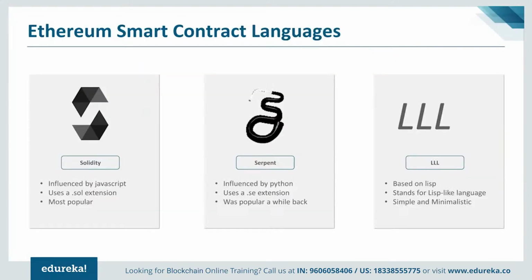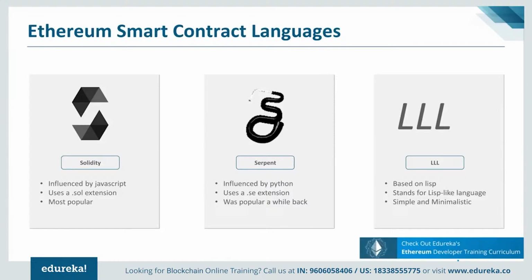Out of all the languages, let's see some of them. As you can see on the screen, the three most popular languages are Solidity, Serpent, and Truffle. Let's start with Truffle first. Truffle is based on Lisp, which is another programming language, and it stands for Lisp-like language. Truffle was one of the first languages built for running smart contracts on Ethereum because of its very minimalistic features and lightweight nature, which makes it very suitable for running on the Ethereum virtual machine.